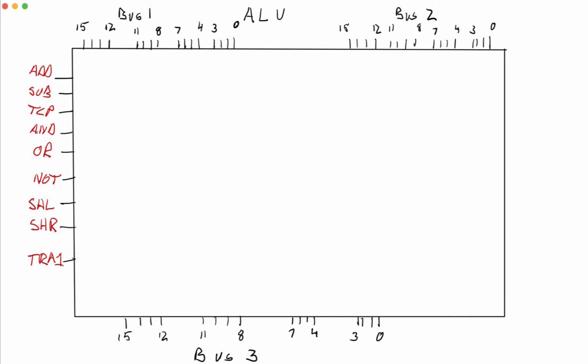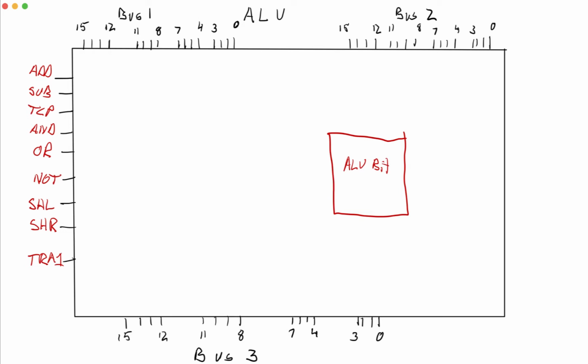TRA1 is the most basic operation. It just takes whatever's on bus 1 and puts it to the output. So bit 0 goes to bit 0, bit 1 to bit 1, bit 2 to bit 2, and so on. All right, so we could do a whole bunch of logic trying to do all of this together, but we're going to simplify it, and we're going to create just one circuit, and we're going to call this the ALU bit.